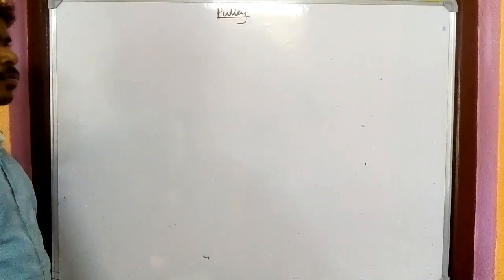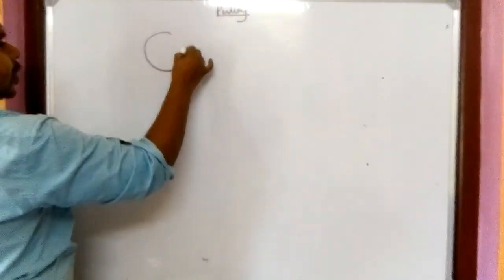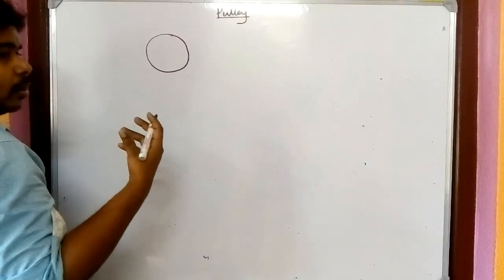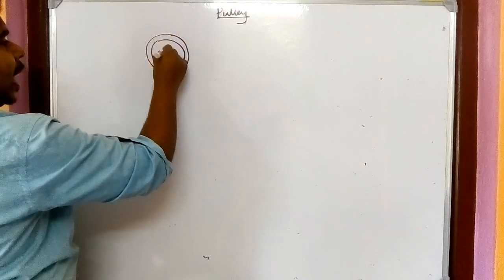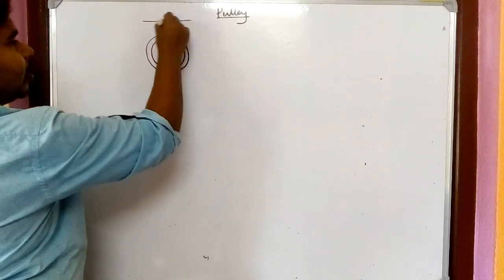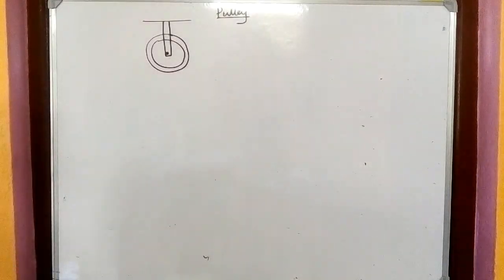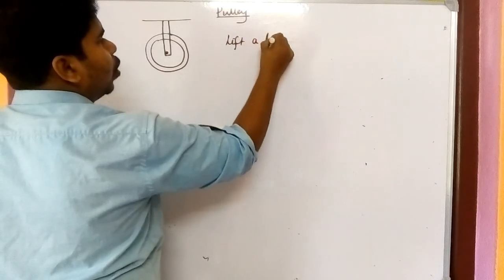We know what it is. It is a simple machine, which is made of a disc made of wood or any sort of metal, and then there's an axle inside it, and it can be fixed on a frame. This is a simple pulley. What is the use of this pulley? The main use is to lift a load.